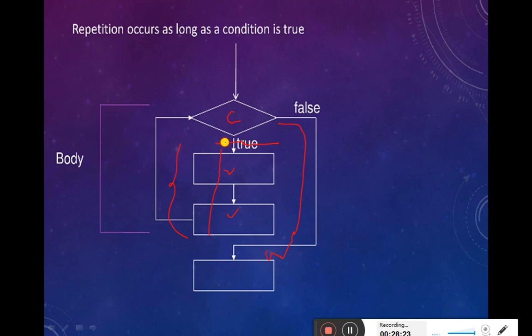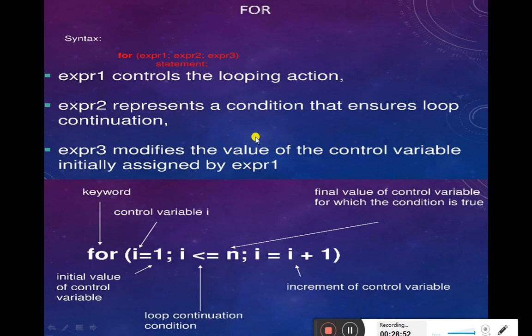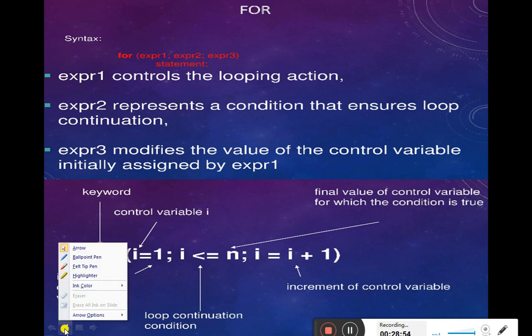So this is the body of the loop. Whatever statements we write under the loop are called the body of the loop. That means whatever statements we want to execute repeatedly form the body of the loop, and they are executed as many times as the condition is true. Let us start with the for loop.